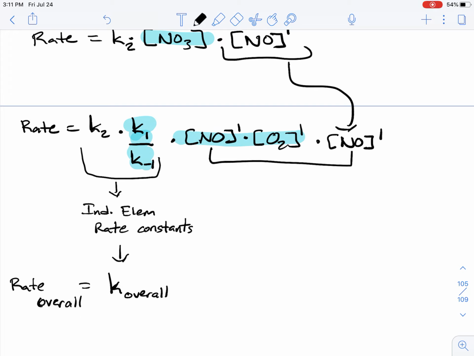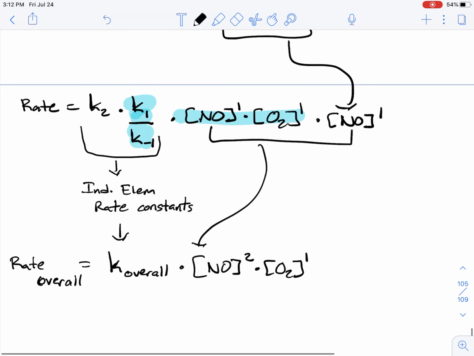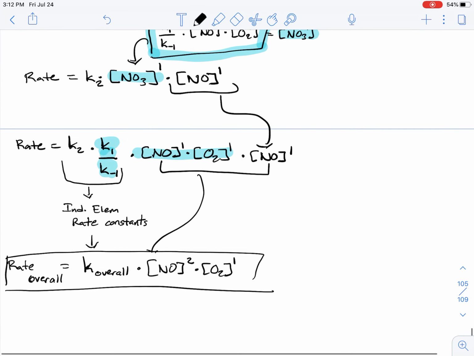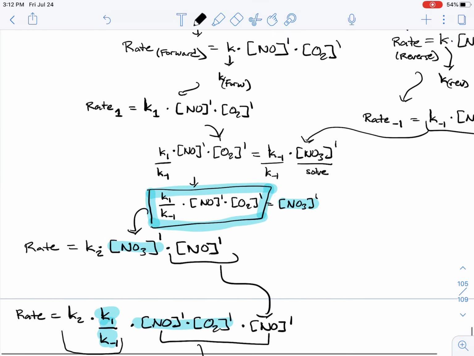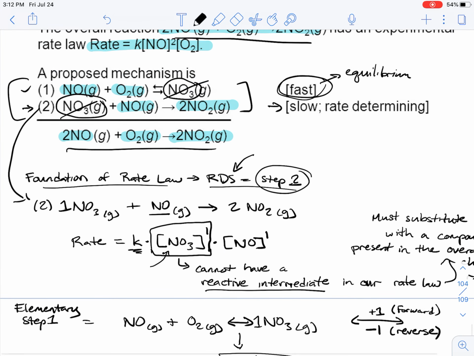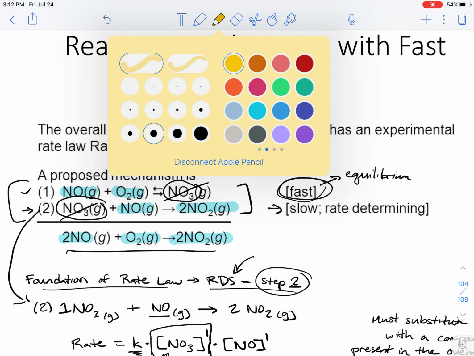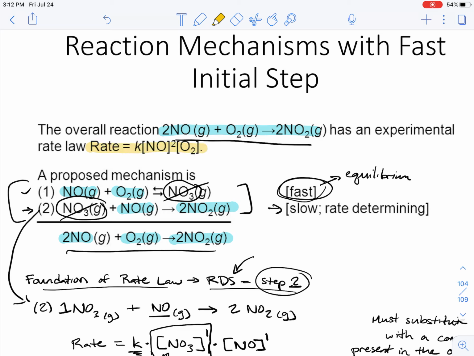And so this and these two terms are the same. So I'm going to go ahead and multiply this by NO raised to the second power times this by O2 raised to the first power, which is what's remaining. So this is the overall rate law that was derived from the reaction mechanism. And so notice that the overall rate law, maybe I should change colors, the overall rate law is rate is equal to k times NO raised to the second power, or second order, times O2.